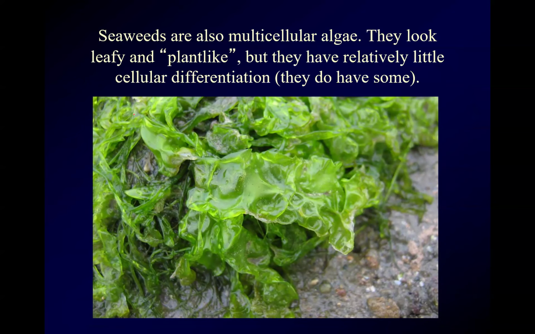Spirogyra and Chlamydomonas are also related to green algae, like the seaweeds in the genus Ulva, commonly known as sea lettuce. And these do look very plant-like. It looks like they've got leaves, but they don't have the kinds of organs that plants do, and they have relatively little cellular differentiation. They do have some, but they're not nearly as differentiated as true plants would be, and we place these in the protists as well.